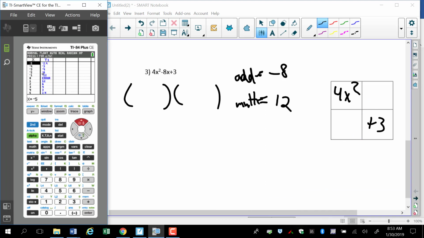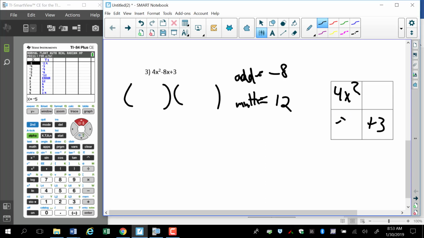So what I did is I scrolled up a little bit just so you can see it. You should notice that 2 times 6 is going to give you 12 and 2 plus 6 will give you 8. The problem is we need it to be negative. So we're going to put both of these on the negative side, negative 2 and negative 6. So it's going to be negative 2x and negative 6x. That will add to negative 8 and multiply to 12.